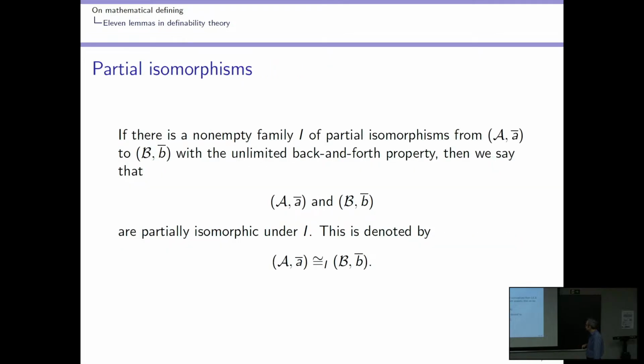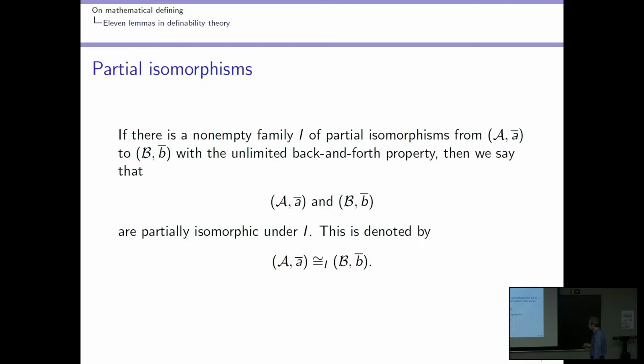Exercise 2. Now, partial isomorphisms, not P partial isomorphisms. If there is a non-empty family I of local isomorphisms, or partial isomorphisms in the old sense, isomorphisms between finite parts, with the unlimited back and forth property, then we say that A bar and B bar are partially isomorphic under I. So this relation is in fact stronger than P partially isomorphic because of the unlimited back and forth property. So this is denoted by this.